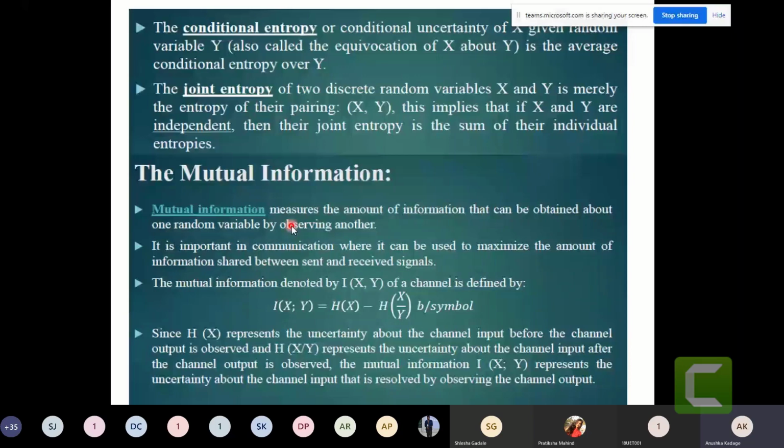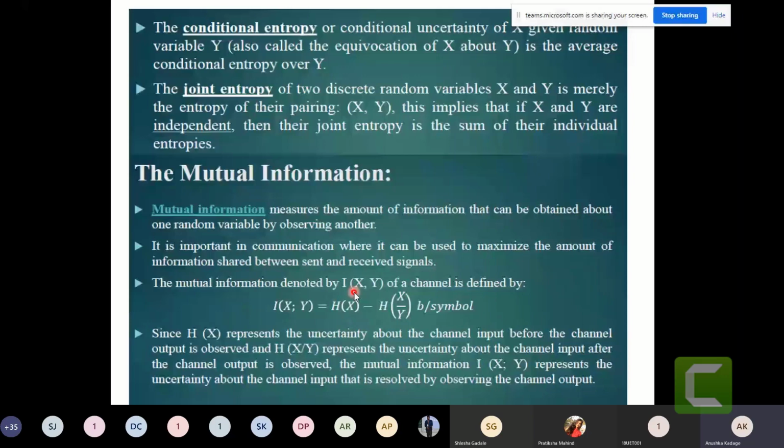That's why in communication it can be used to maximize the amount of information shared between the transmitted and received signals. So mutual information is a measure involving both transmitter and receiver. Previously we represented information only as I, and never represented joint information, but here the mutual information can be said to be the joint information also.